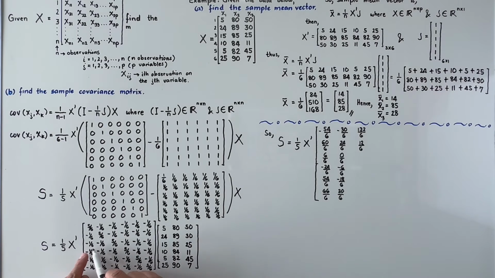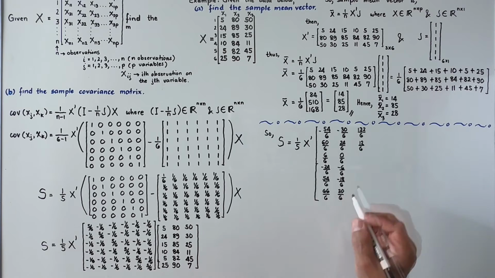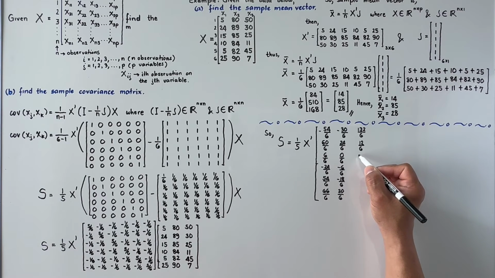And then multiplying the third row by the last column here, minus 50 over 6, minus 30 over 6, added to 5/6 times 25, which is 125 over 6, minus 11 over 6, minus 45 over 6, minus 7 over 6. And combining the 6 products, we have here negative 18 over 6.